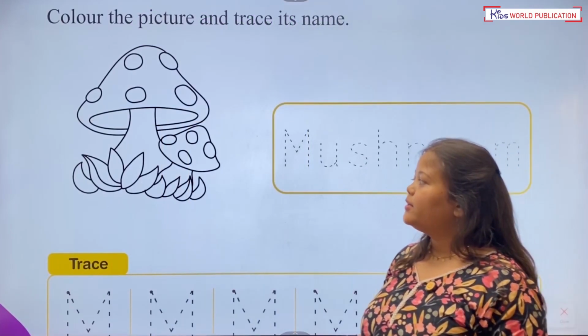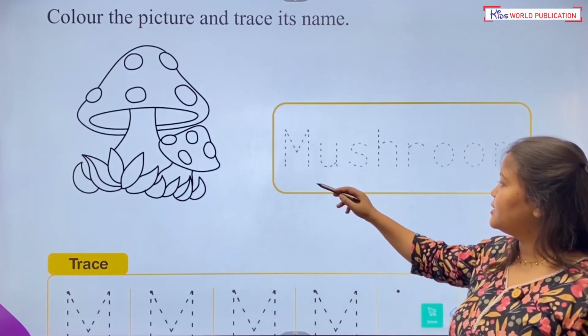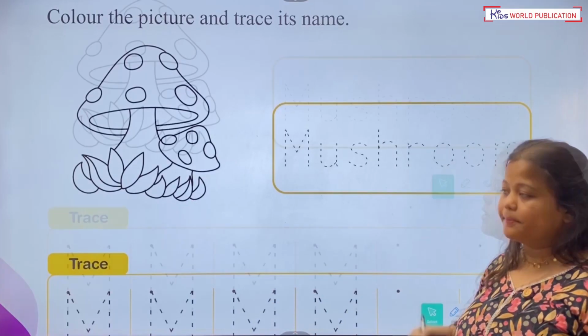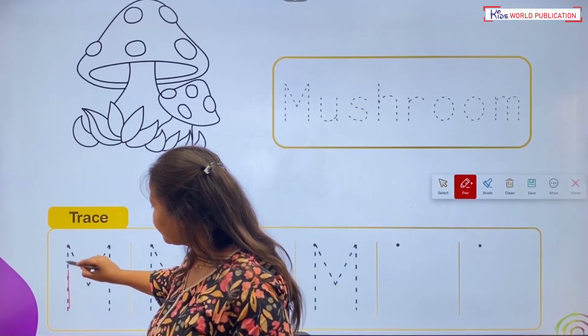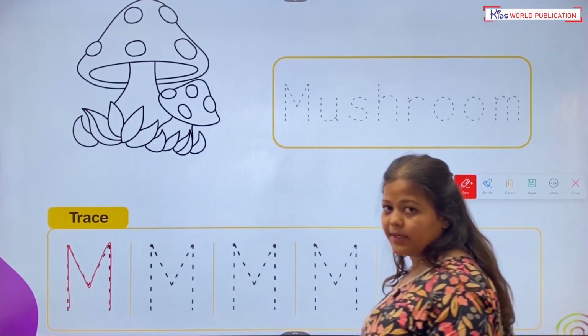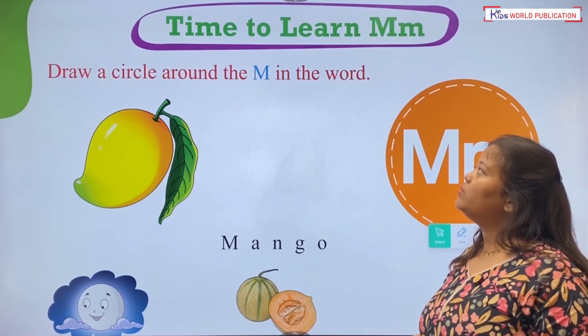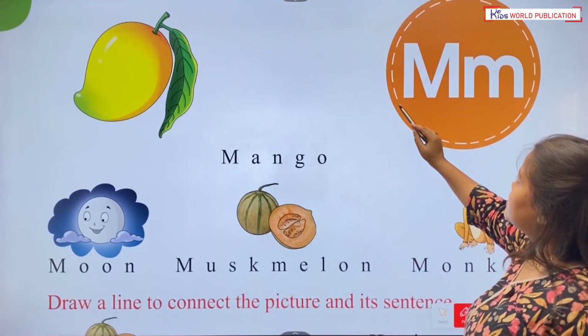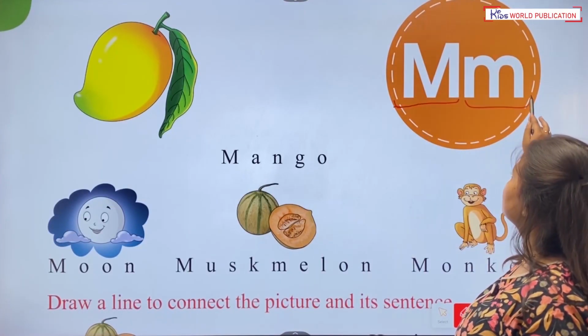So kids, here you can see a picture. So you will color it and also trace its name, which is written here. Trace. Let's trace the letter M. This is how you will trace the letter M and complete it. Time to learn M. Draw a circle around the M in the word. This is letter M. This is capital M and this is small m.